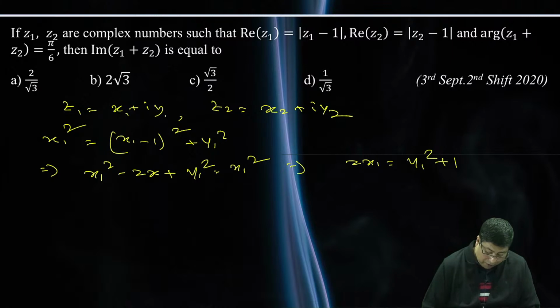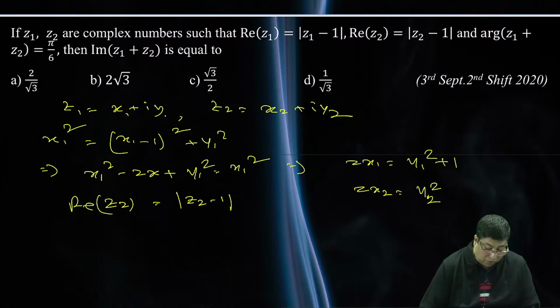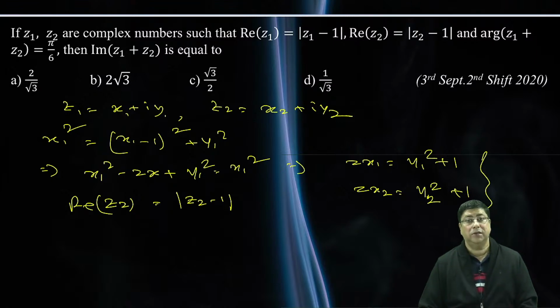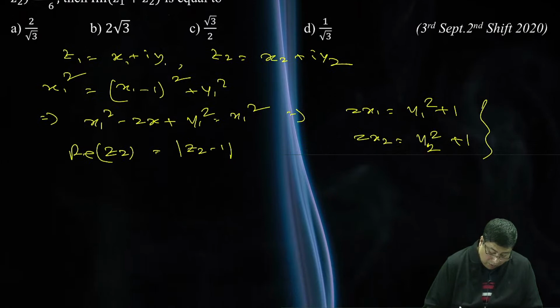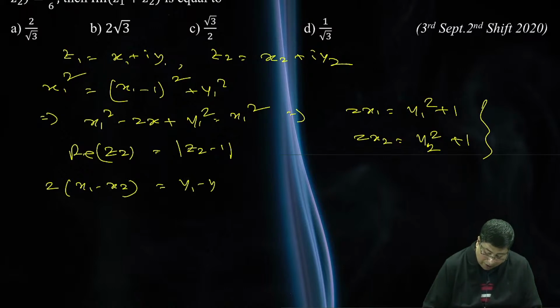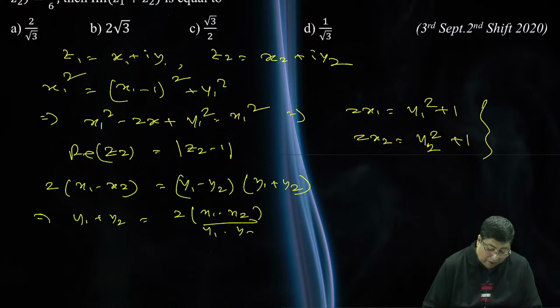Similarly for real z2 equal to mod of z2 minus 1, we can write the same thing: 2x2 equal to y2 square plus 1. So let us subtract these two. We are getting 2 into (x1 minus x2) equal to y1 square minus y2 square, which means (y1 minus y2) into (y1 plus y2). Therefore, y1 plus y2 equal to 2 into (x1 minus x2) by (y1 minus y2).